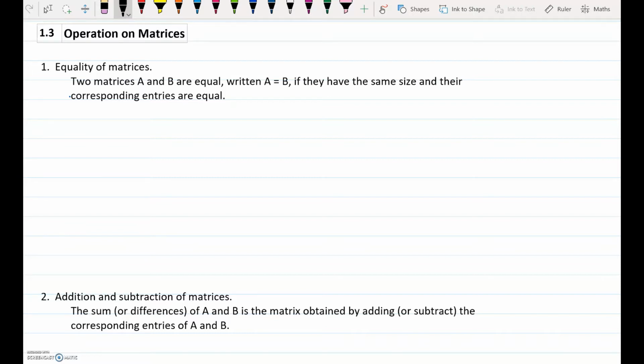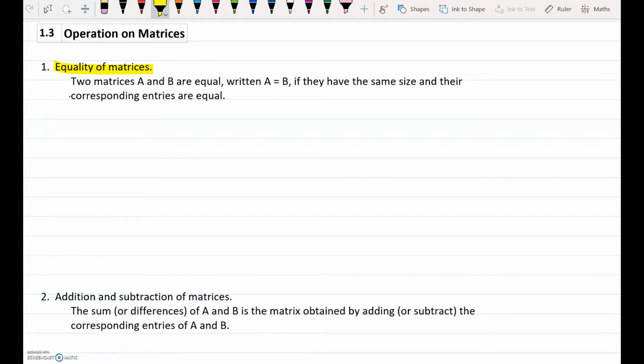Now let's continue with the third topic, that is operation on matrices. Basically, the operation on matrices is quite similar to numbers, but the difference is there is no division in operation on matrices. We have equality, addition, subtraction, and multiplication, but not division. So let's start with the first one, equality of matrices.